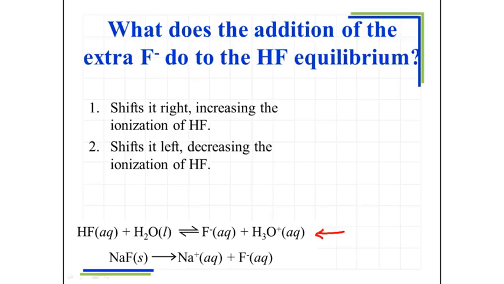and you add some sodium fluoride in which there is some F minus, the question is, what does that added F minus that we see right here, what does that added F minus do to this equilibrium? Does it shift it to the right? And when you shift this reaction here to the right, we would say it increases its ionization. Or does it shift it to the left? And if it shifts it to the left, we would say that we're decreasing its ionization.